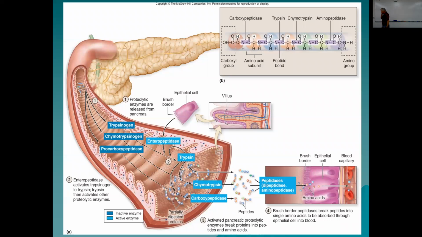The names kind of tell you where these proteases work. A carboxypeptidase acts from the carboxyl end of the protein. Aminopeptidase works in from the amino side of the protein. Endopeptidases work in the middle of the protein.